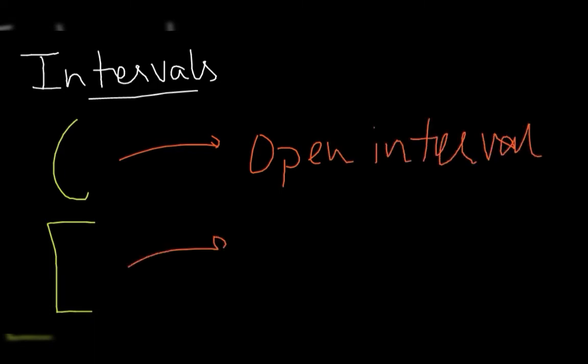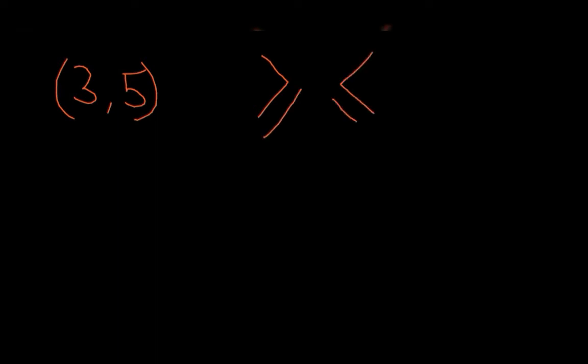And this thing is nothing but called a closed interval. What does this mean? Let's say there are two numbers 3 and 5, and I place some brackets. Let me say open intervals I place. Open means just greater than. Closed means greater than or equal to, or less than or equal to. In open you don't have the equal to signs.